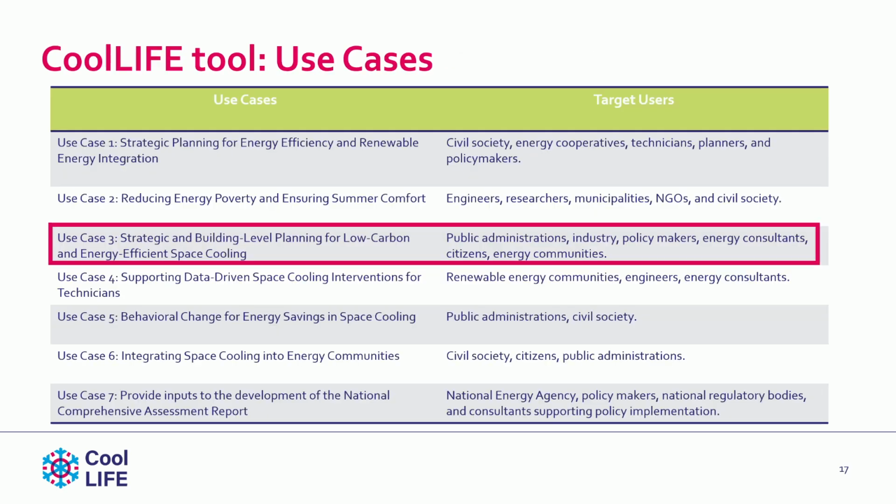Use case 3 talks about more of a planning on strategic and local level as well as building level, aimed at low carbon, energy efficient space cooling. And also here, there is a very wide range of target users, starting from public administration and policymakers to energy consultants, as well as citizens themselves and energy communities.